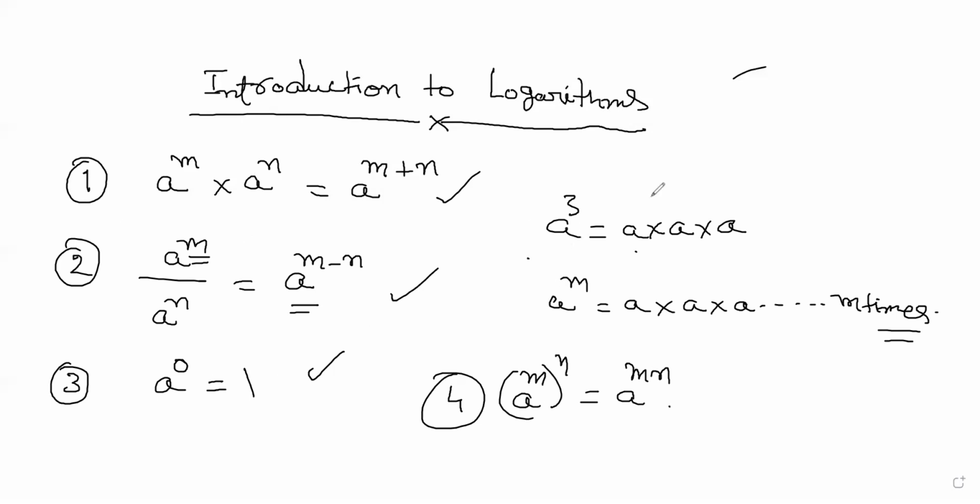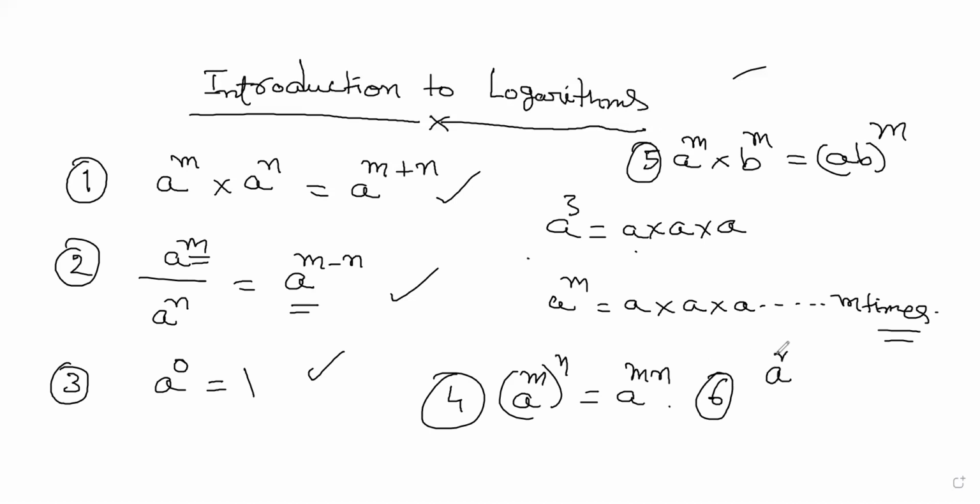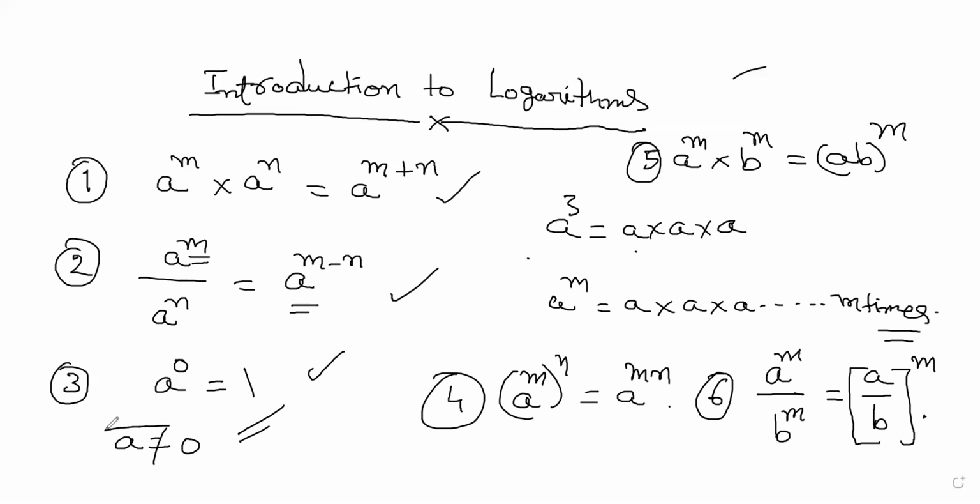And the next one is a power m times b power m. Powers same అయితే you can write ab whole power m. Similarly, the sixth formula is that a power m divided by b power m is a by b whole to the power of m. Okay, so this is how we have the formulas. This a power 0 is equal to 1 when a is not equal to 0. So this is another important thing, a not equal to 0.